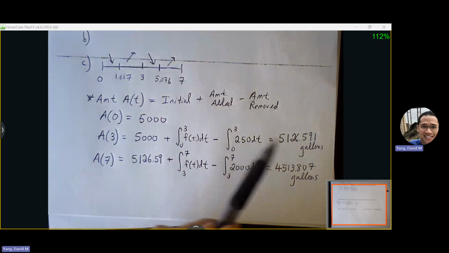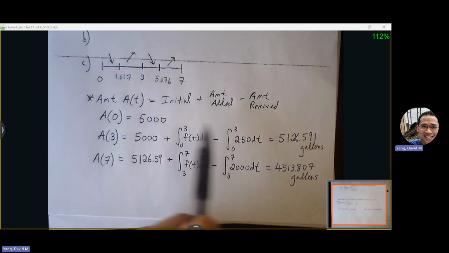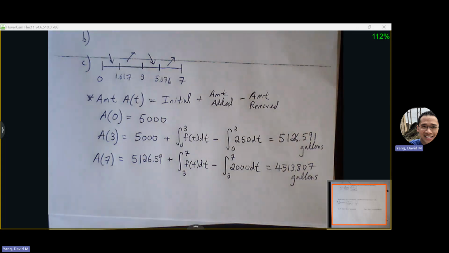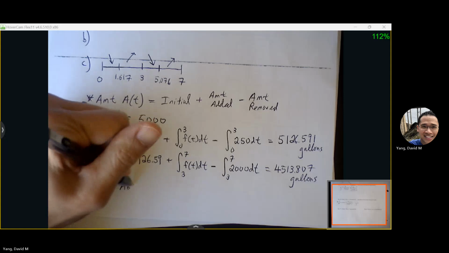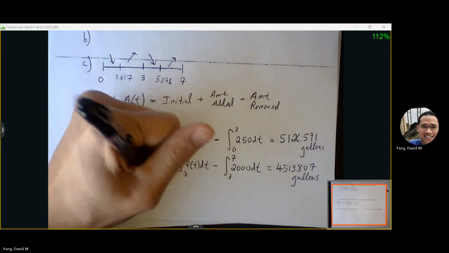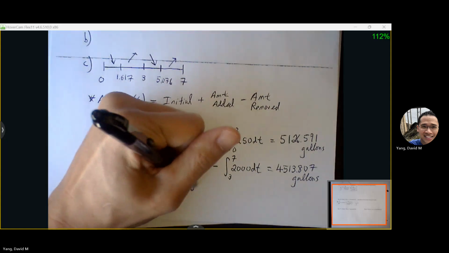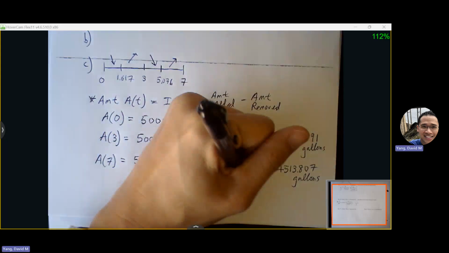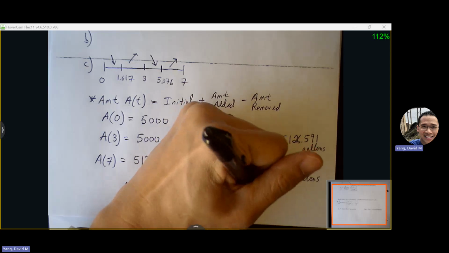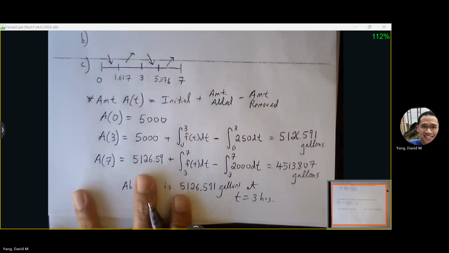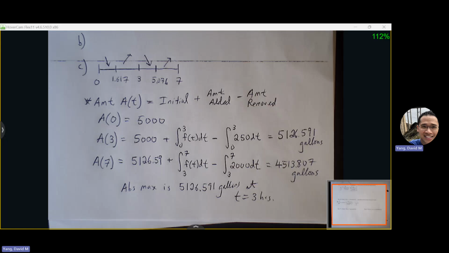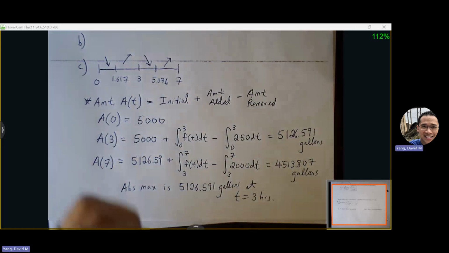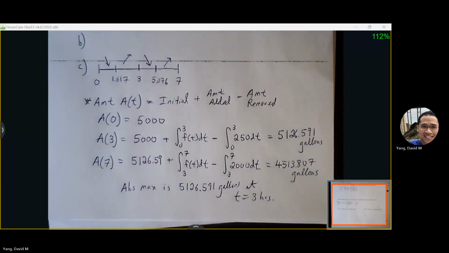So we have 3 candidates, and each of the candidates we can just compare. We were looking for absolute max, so obviously the highest is 5126. So absolute maximum at t equals 3 hours. Typically with rate in, rate out problems, it usually ends with an EVT application.